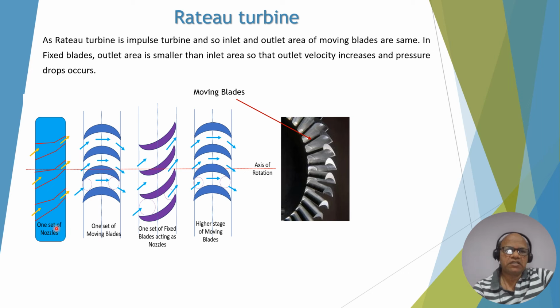And you can see this is the first nozzle, then moving blades. Pressure drop occurs in the nozzle. There is no pressure drop here. Then it comes to the first set of fixed blades, where there is a pressure drop and velocity increases, and it goes to higher stages. So this keeps on increasing. So you can see the moving blades are similar, like inlet and outlet area are the same.